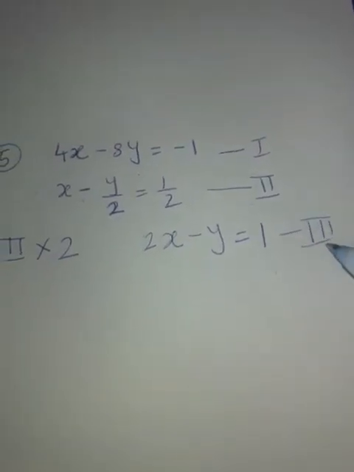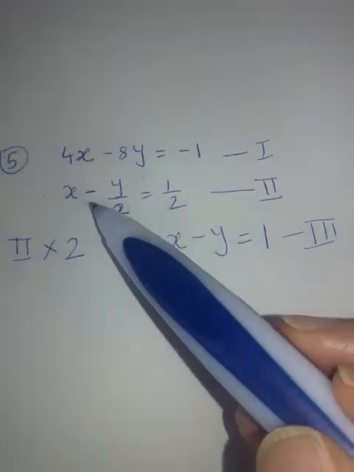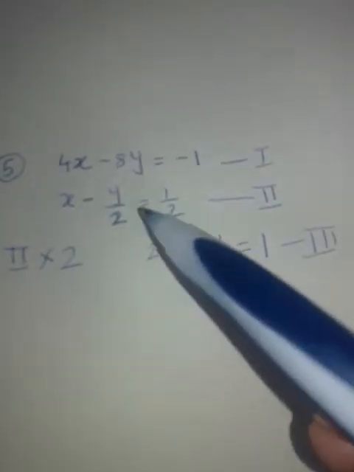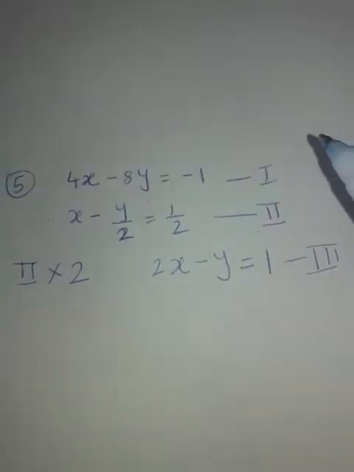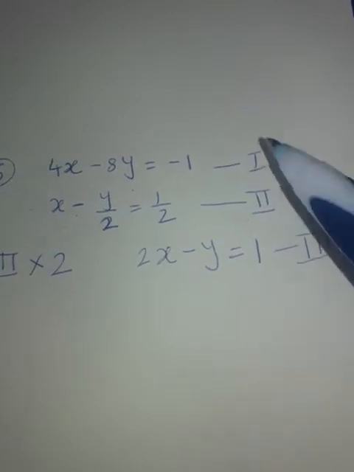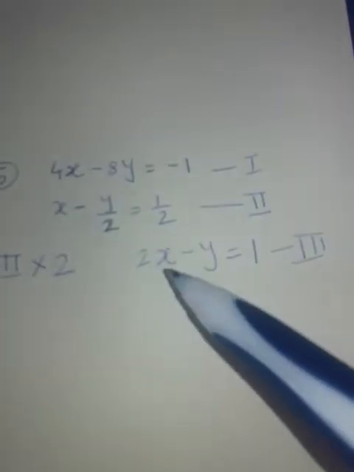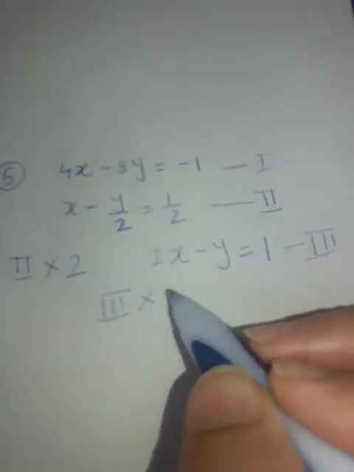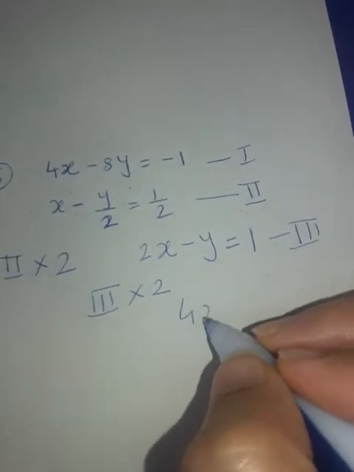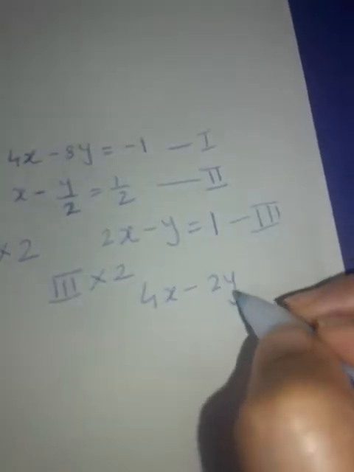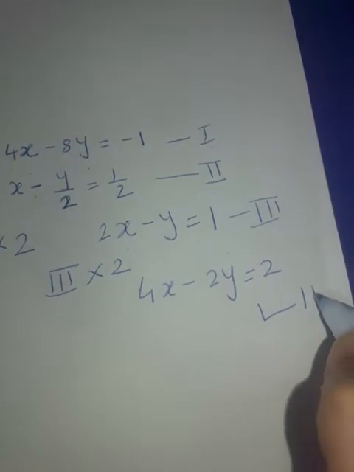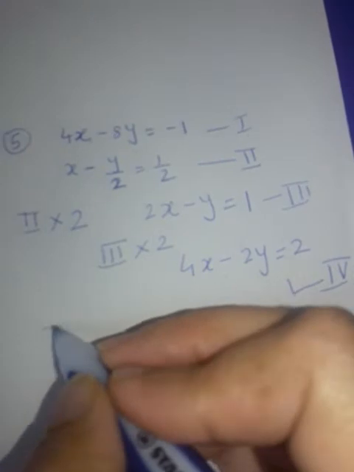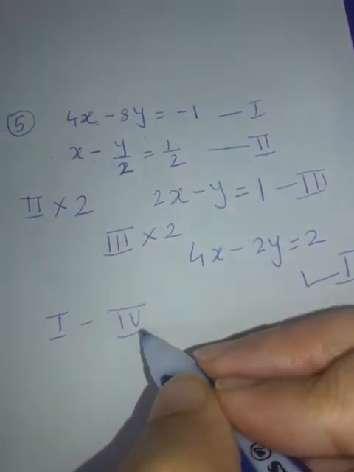So now 2 and 3 are equivalent because I have multiplied the left hand side as well as the right hand side by 2. So now I have easy equations 1 and 3 to solve. This is 4x and this is 2x. So what can I do? Multiply 3 by 2 and then I'll get 4x minus 2y is equal to 2, if I call it number 4. 4x here, 4x here. So 1 minus 4.